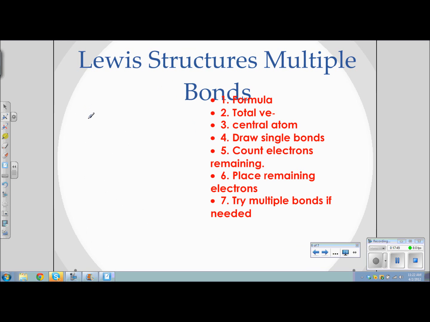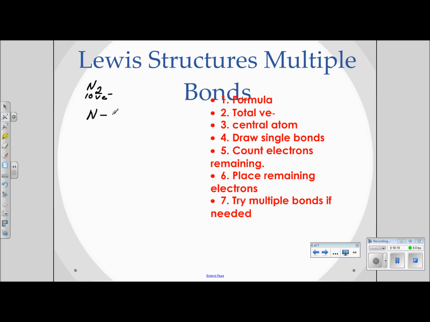There are other cases where atoms have to share more than 1 pair of electrons. And we're going to start out with this example, N2. First, let's count the number of electrons. I was jumping the gun there a little bit. There are 5 valence electrons times 2. Therefore, there are a total of 10 valence electrons for this molecule.